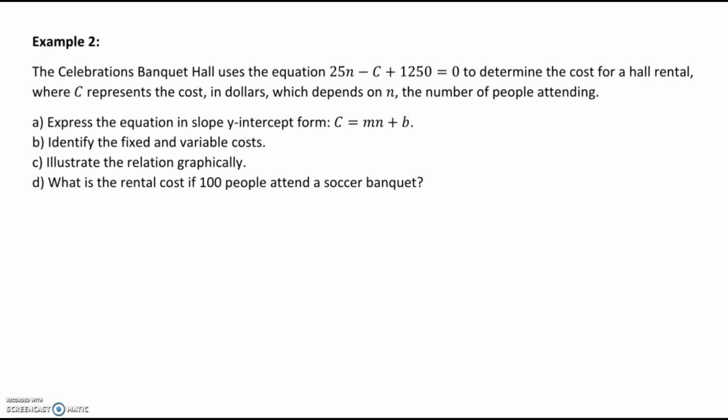This real life situation says that the Celebrations Banquet Hall uses the equation 25n minus c plus 1250 equals 0 to determine the cost for hall rental, where c represents the cost in dollars, which depends on n, the number of people. So the good news is we have our variables given to us. We're not going to have to do any let statements. Part A says to express the equation in slope y-intercept form.